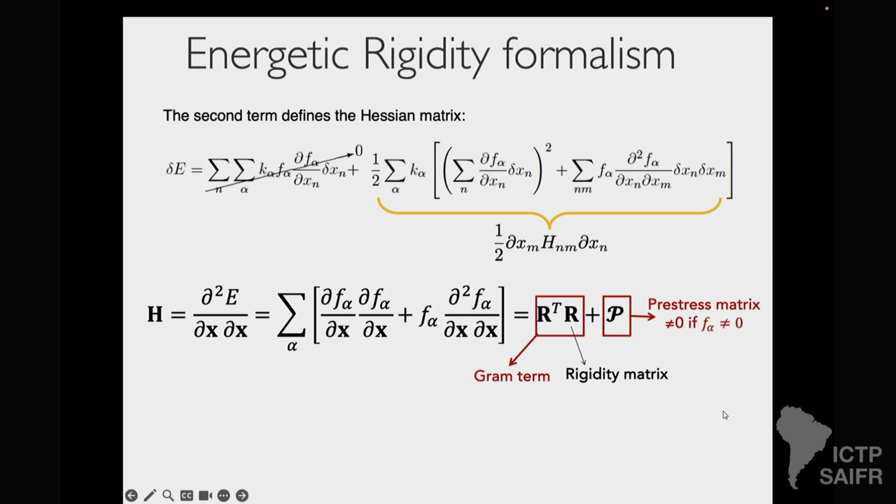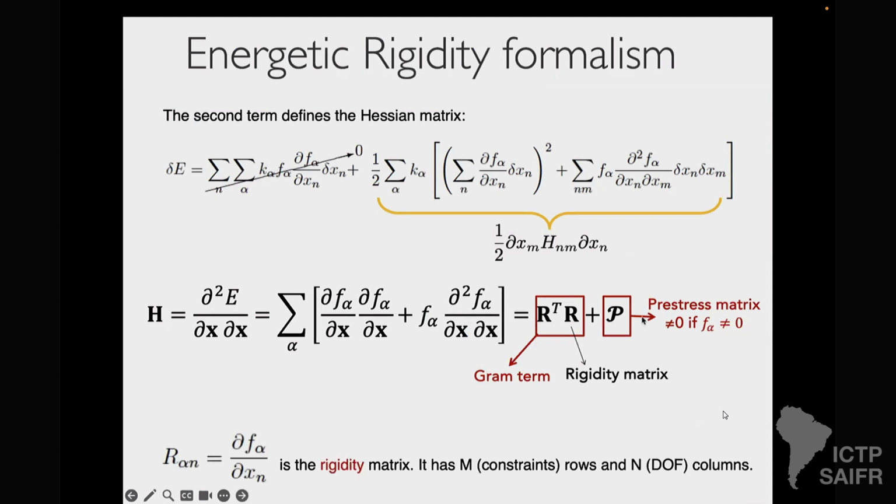So then we can decompose this Hessian. You've all seen the Hessian. Maybe you've even seen it written this way, where the Hessian can be written as a Gram term, which is the product of what's called a rigidity matrix with its transpose, plus a pre-stress matrix. Those of you who have worked on granular systems or jamming may have seen this before in that system too. This R is sometimes called the compatibility matrix, sometimes the rigidity matrix. It's just the set of first derivatives of the constraints with respect to the degrees of freedom. It's the obvious object in the problem.